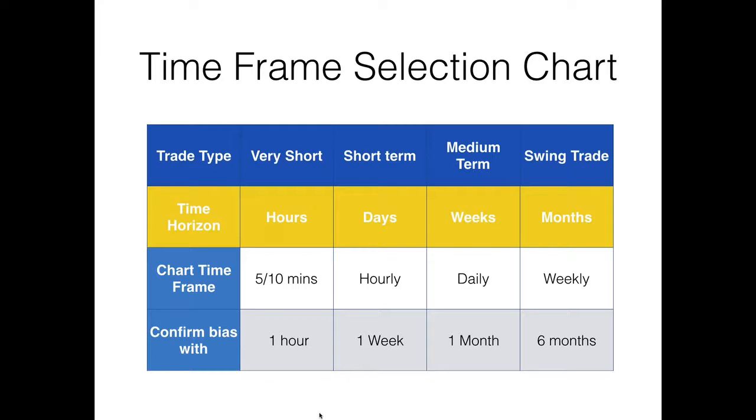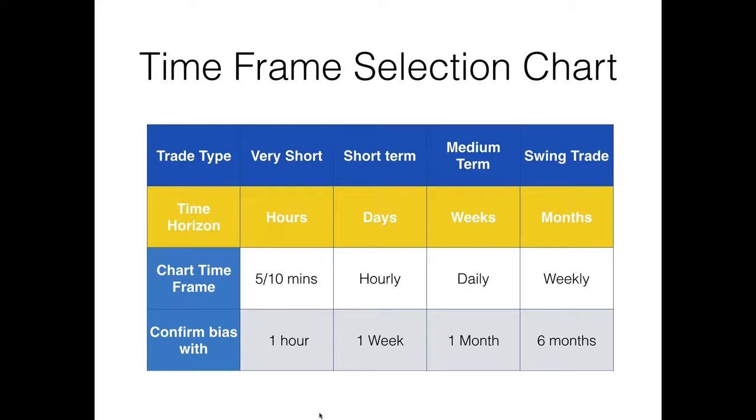Each chart time frame must be confirmed with charts with higher time frames to confirm the bias. So you have the trade types, the time horizon, the chart time frame, and the confirmation of your bias with a higher time frame. So if you have a very short trade time frame, for example, you want to trade within the day or a few hours, you use the 5 to 10 minute chart time frame to enter and exit the trade, but you have to confirm your bias with the 1 hour time frame.